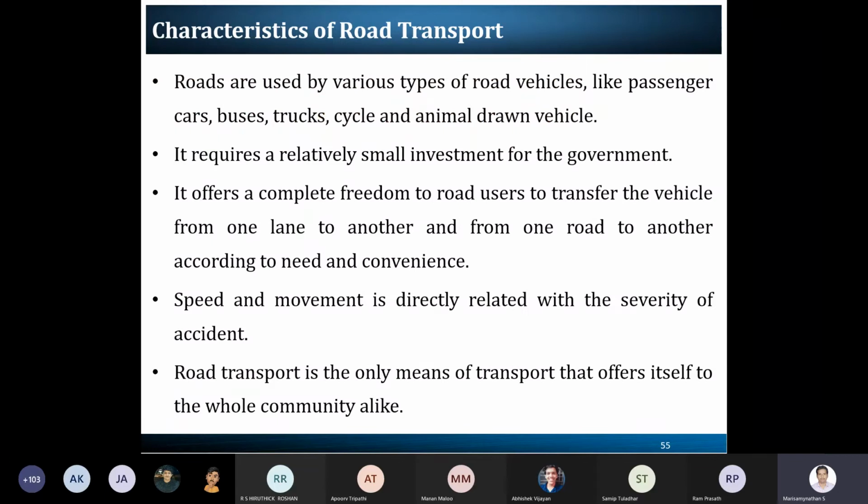Oh, the slide is not changed. Okay, so this is the second one. So the road investment, we are getting from the government.